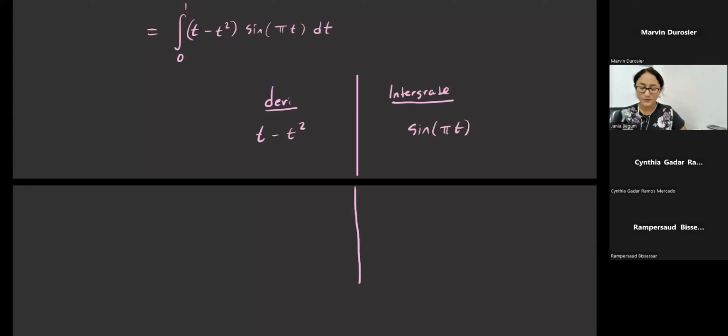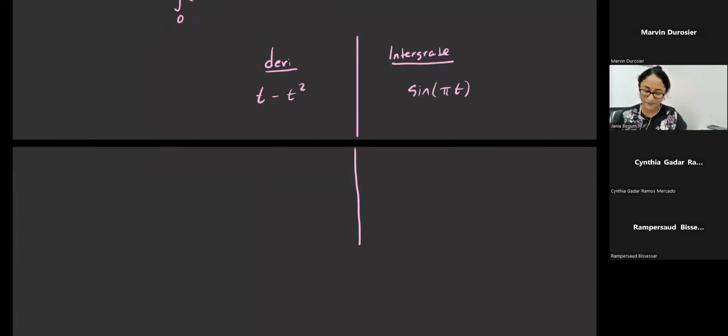Now you differentiate the first function you chose until you get 0. When I differentiate t minus t squared, I'll get 1 minus 2t. When I differentiate it again, I get -2. When I differentiate -2, I get 0. And that's where you stop. Now the second column, we're going to integrate. What's the integral of sine pi t?